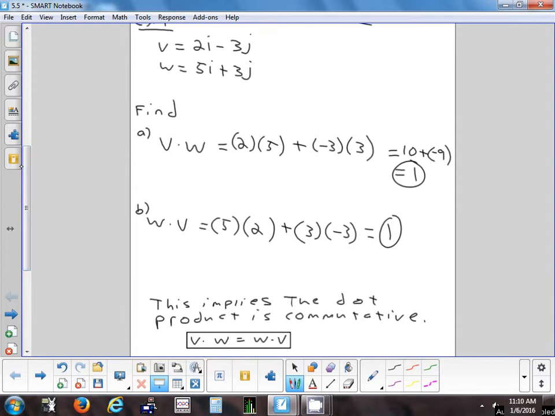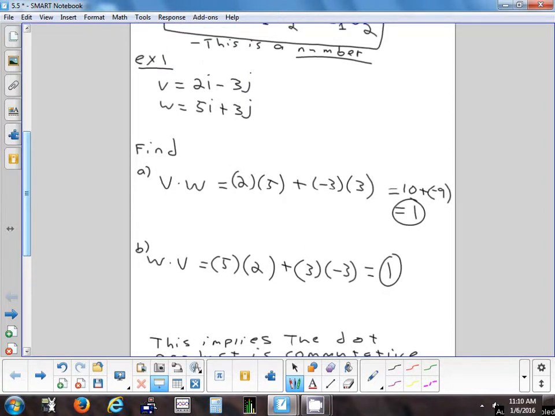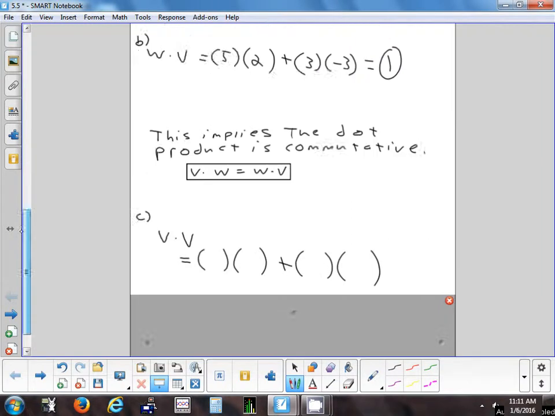Okay, what do you think I would do to do V dot V? We're not going to use W for this one. All you need is V. How would I write that? It's 2 times 2 plus negative 3 times negative 3. You're using the same number.